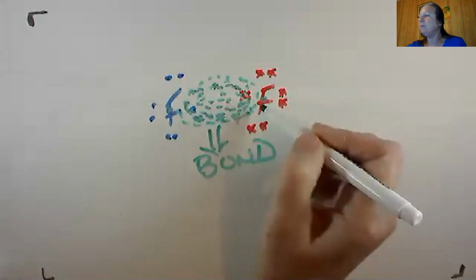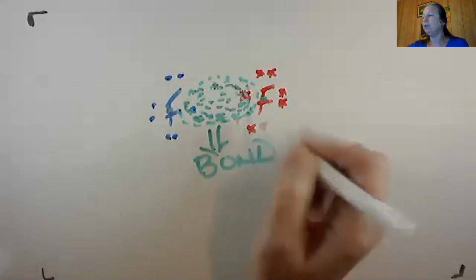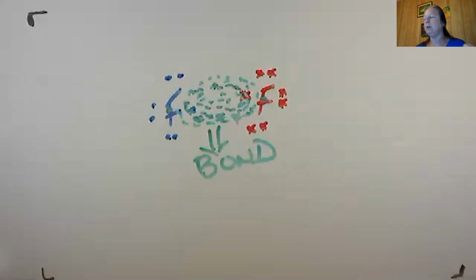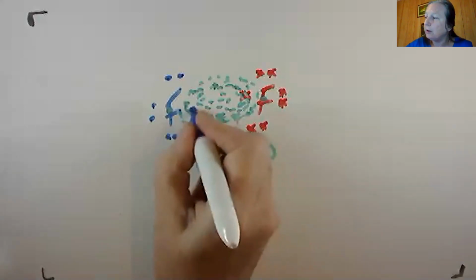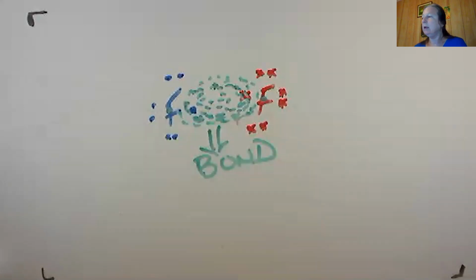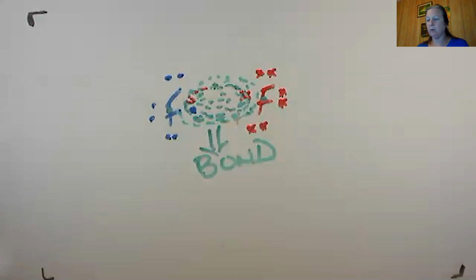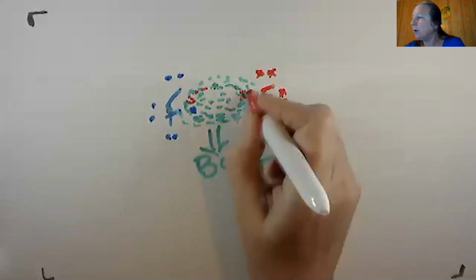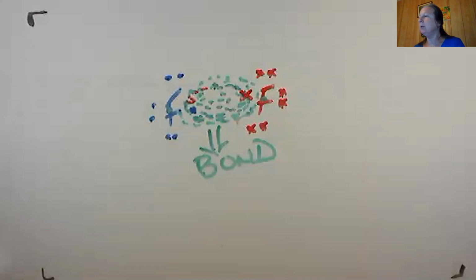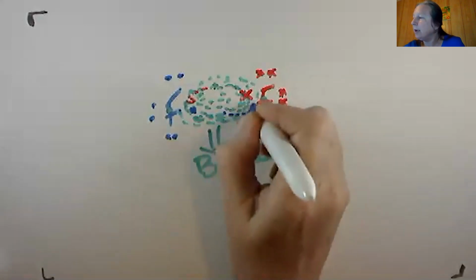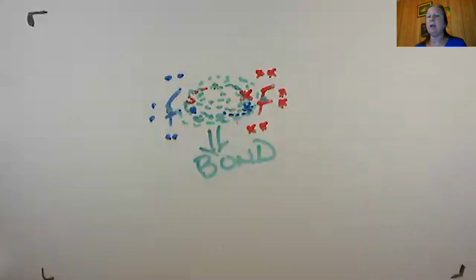And each fluorine now has 8 because of the sharing. The sharing counts as a whole other electron for each individual fluorine atom. So this one has the one that it brought to the party, and then the one that it is borrowing from that fluorine. And this fluorine has the one that it brought to the party, and then the one that it's borrowing and that is circulating around. So that counts as 8. Each one is now considered to have 8.